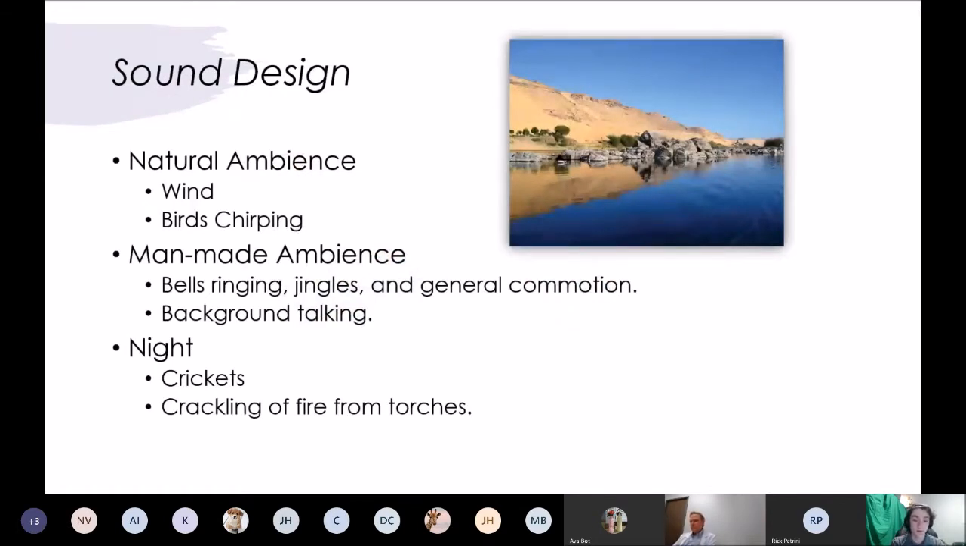Not only is landscape important for setting a setting, but also sound design is important. There are many different types of sound. There's natural ambience, which I chose water from the Nile flowing, wind, and birds chirping. These would all be played out of speakers all along the pavilion. Then there would also be man-made ambience, which would include talking, bells, jingling of currency, and general commotion. It would give the feeling of hustle and bustle that the pavilion would need in more supposed populated areas. Finally, at night, crickets and fire from torches and general lighting would play throughout the speakers to give a more immersive feel.